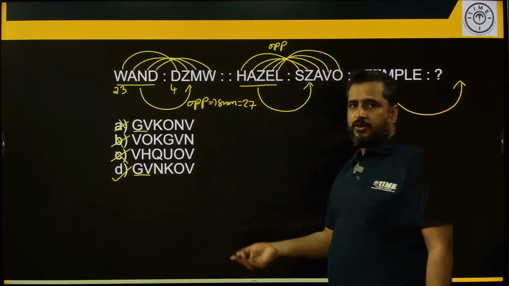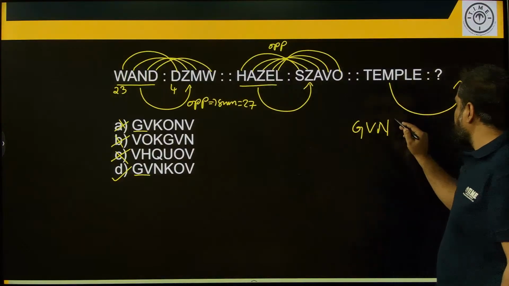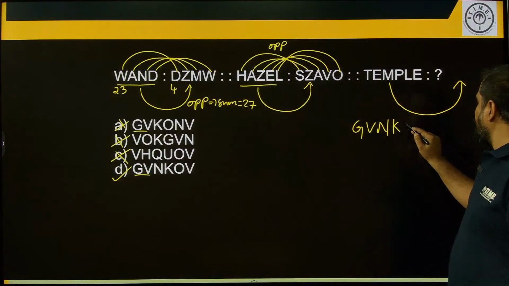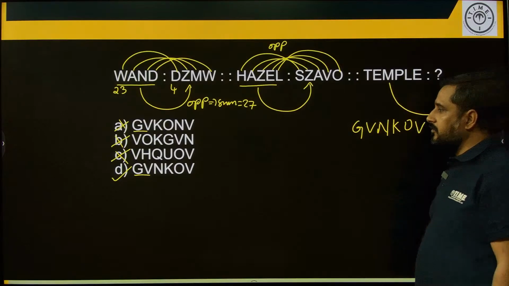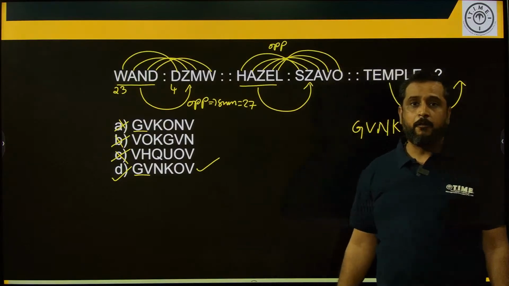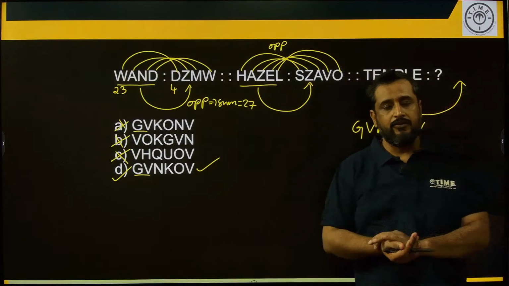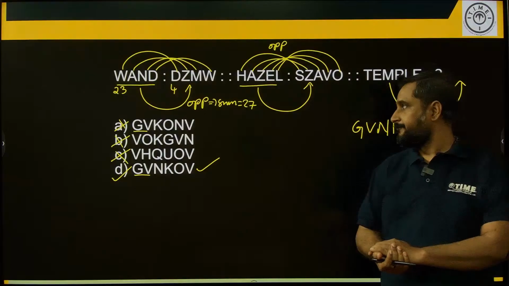In the exam, you can stop here, but here we'll discuss the remaining letters as well. Now, P opposite is K, L opposite is O, E opposite is V. GVNKOV. It is matching perfectly with choice D. Opposite pair of letters. This logic is very, very important. Very frequently they will ask you in the exam.